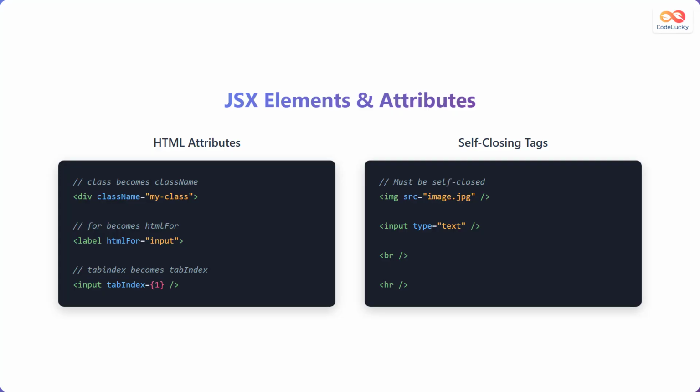When working with JSX, there are a few important differences to keep in mind compared to regular HTML. First, some HTML attributes have different names in JSX. For example, class becomes className, for becomes htmlFor, and tabindex becomes tabIndex. Second, all tags in JSX must be properly closed, either with a closing tag or as self-closing tags. For example, img, input, br, and hr tags must be self-closed with a slash at the end.